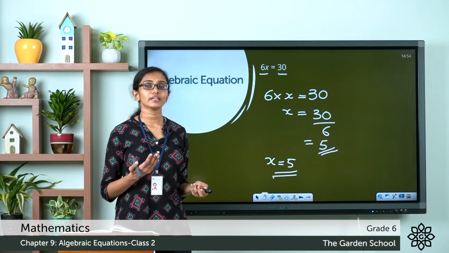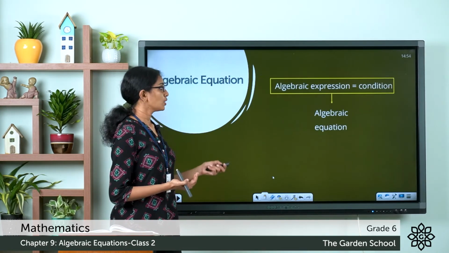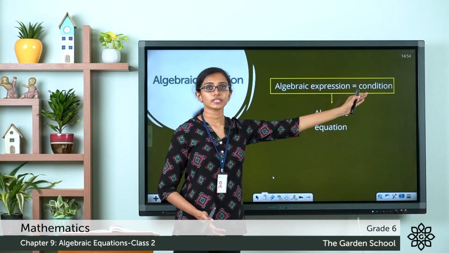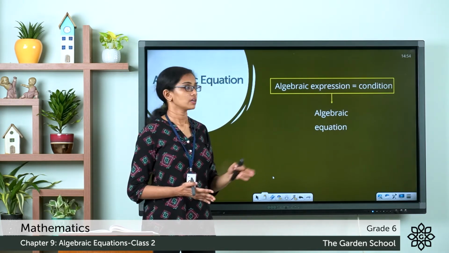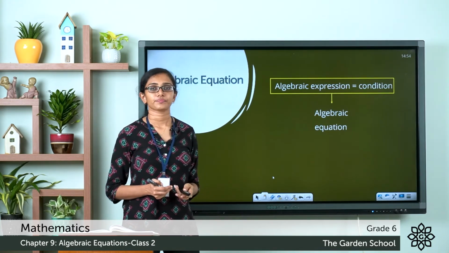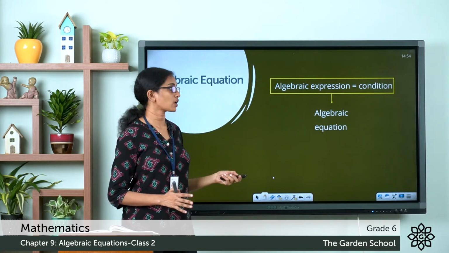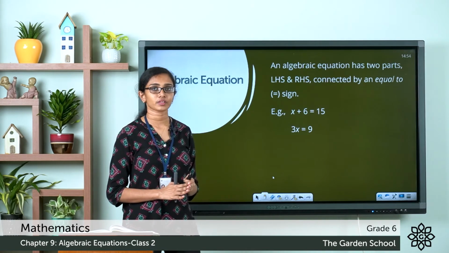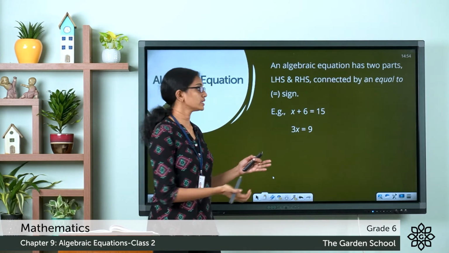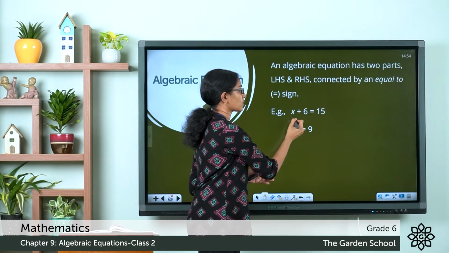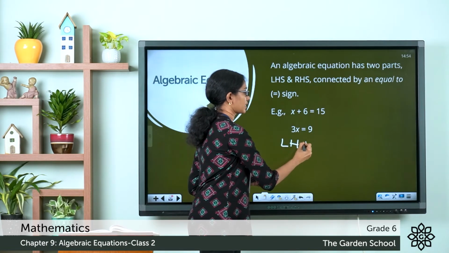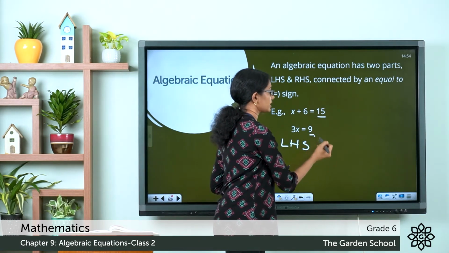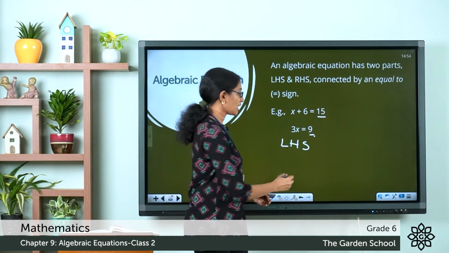So how can we define an algebraic equation? See, when you equate an algebraic expression to a condition with an equal to sign, you get an algebraic equation. And you see there are two parts for an algebraic equation, which are the left hand side and the right hand side. The part of the equation given to the left hand side of the equal to sign is called the LHS or left hand side, and the part of the equation that comes to the right of the equal to sign is called the right hand side or RHS.